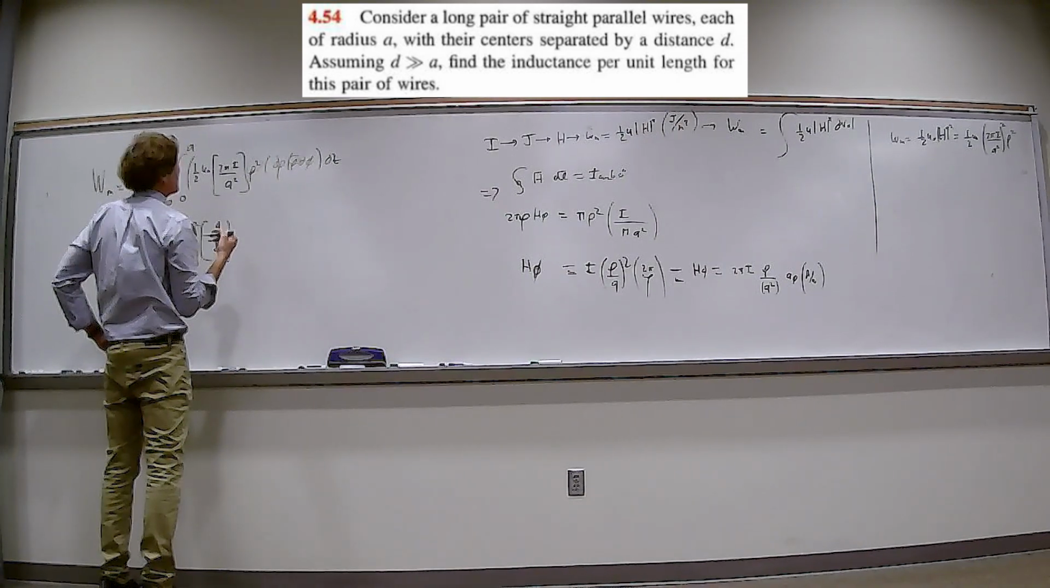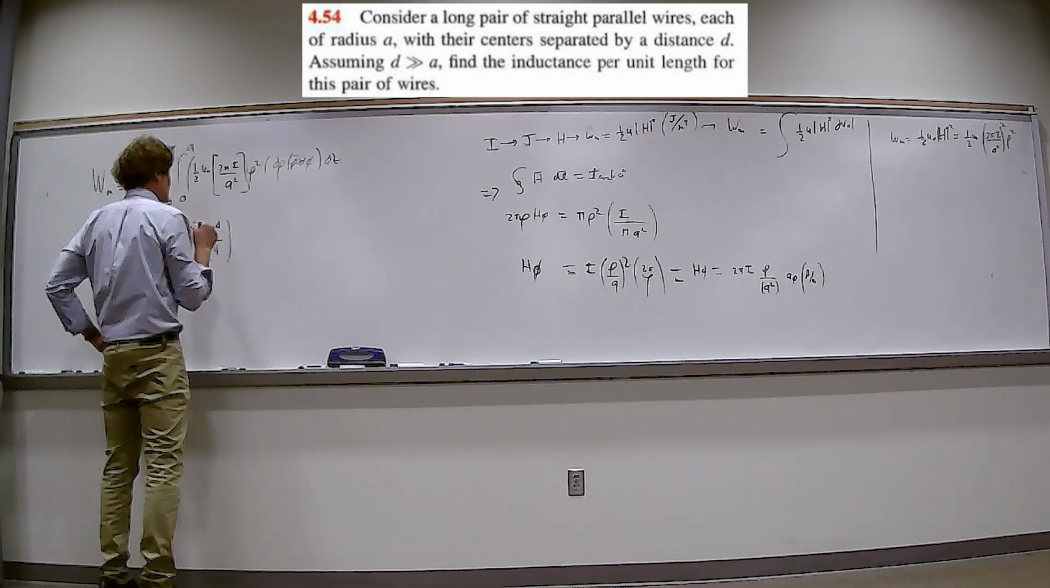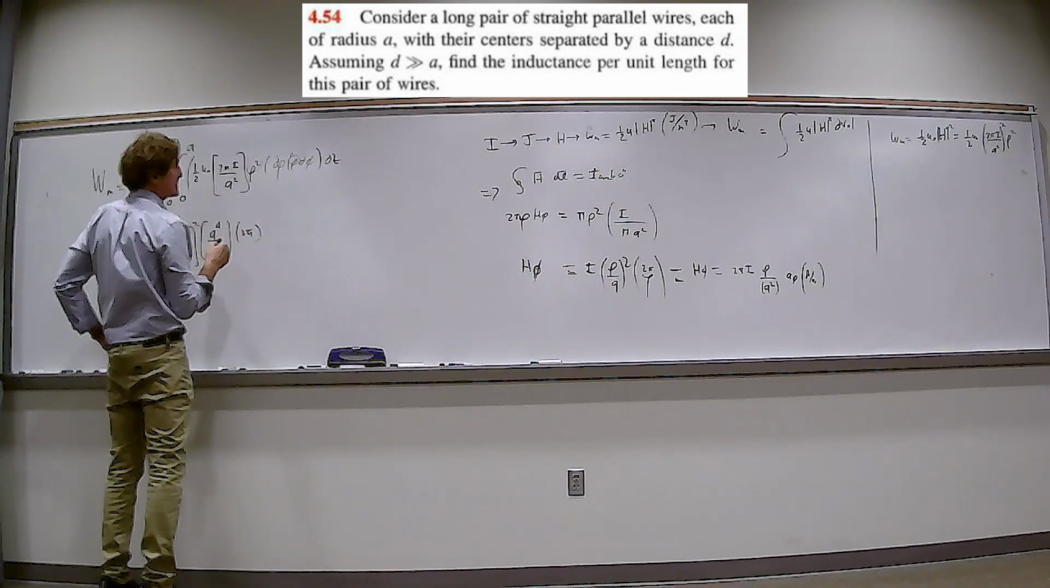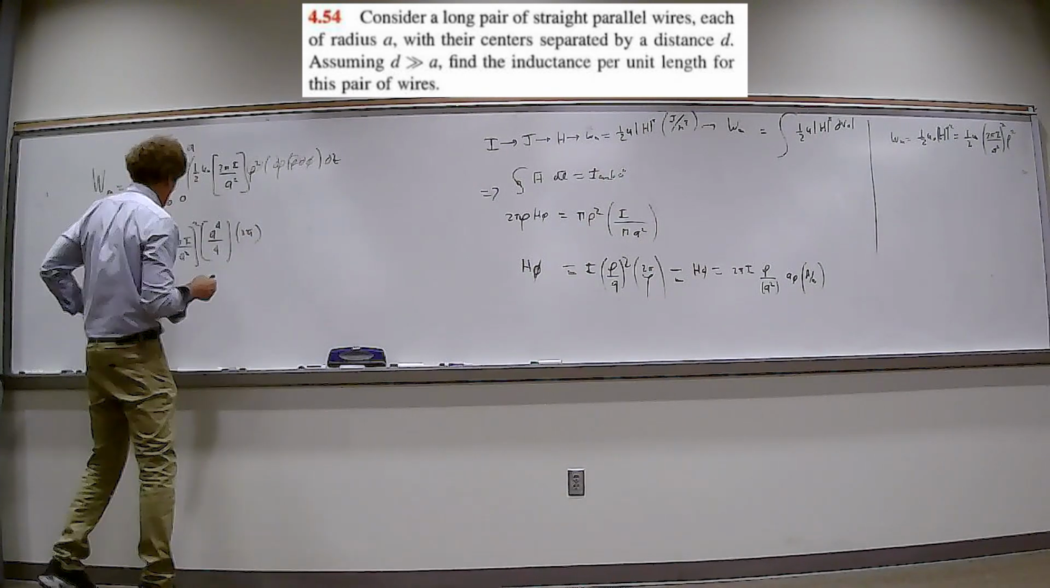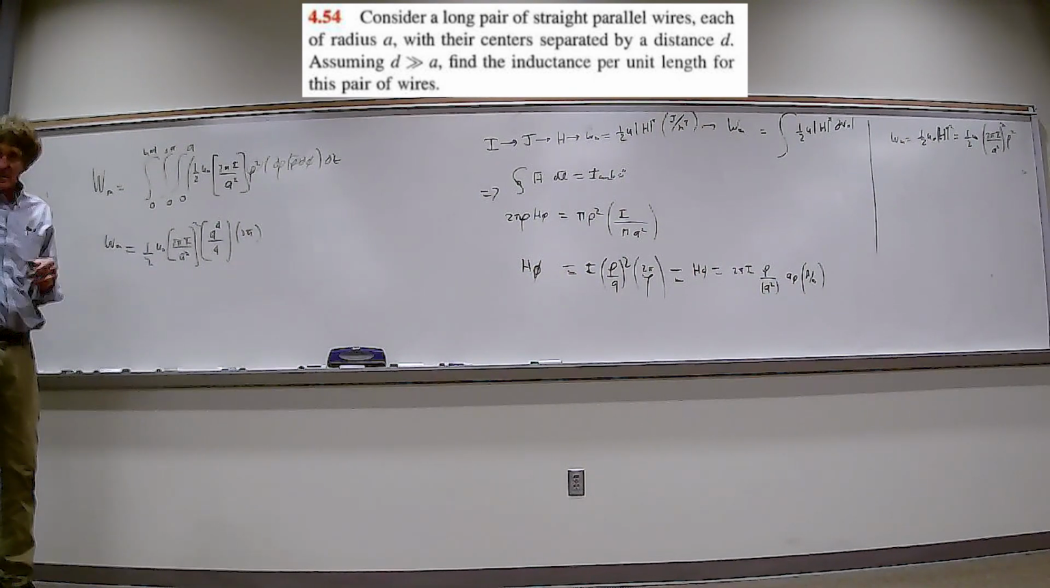Then I integrate d phi. There's nothing in here that depends on a phi. So I get phi from 0 to 2 pi is just 2 pi. And then I integrate dz from 0 to 1. I get 1. So that is the total magnetic energy. Do you all follow me? How many see this?